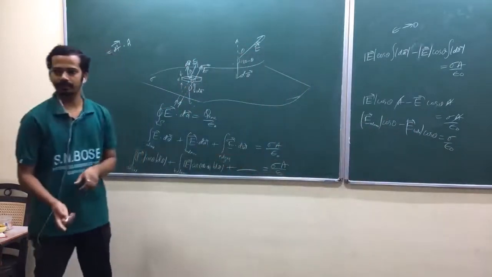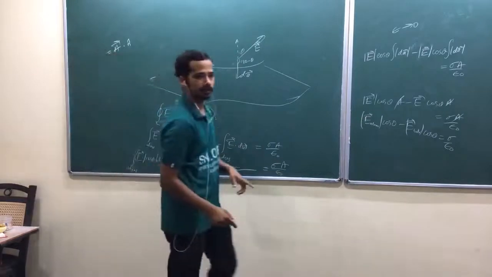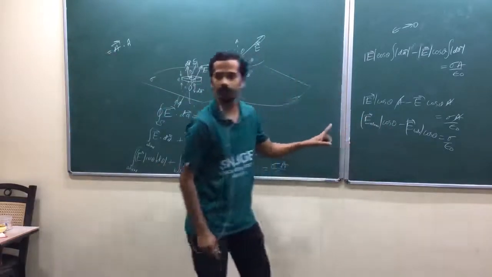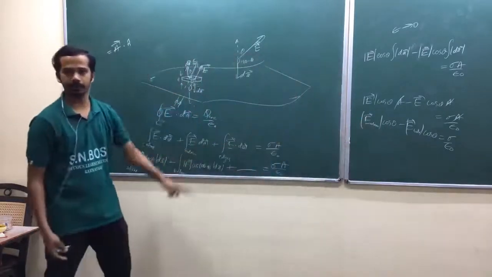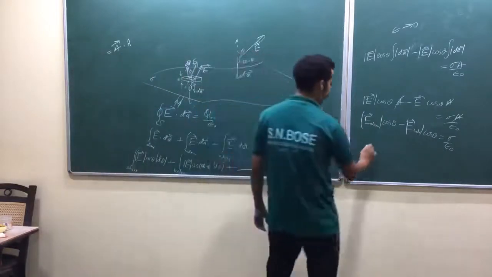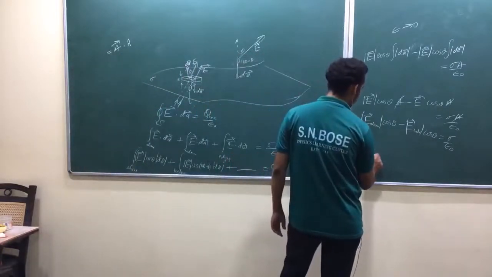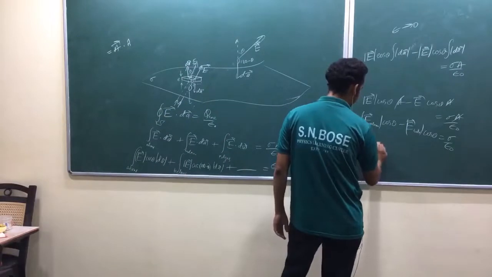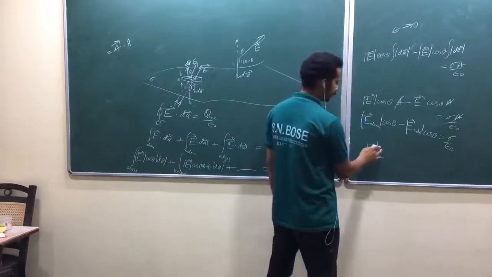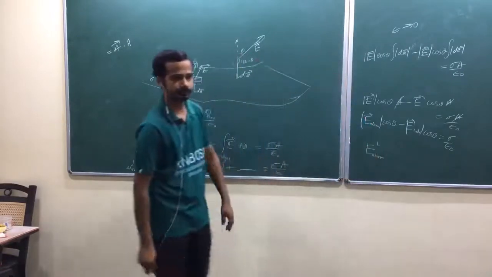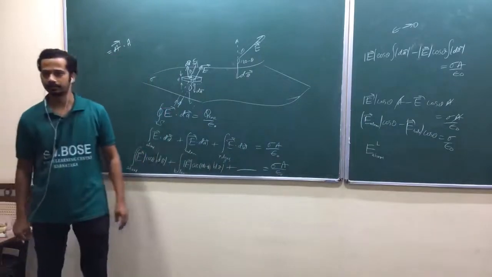Theta is the angle made with the direction which is away from the plane, which is perpendicular to the plane. We call this the perpendicular component of the electric field above the surface. Can I say it like that?